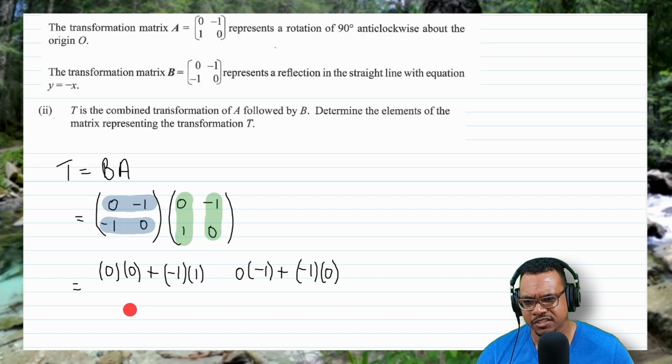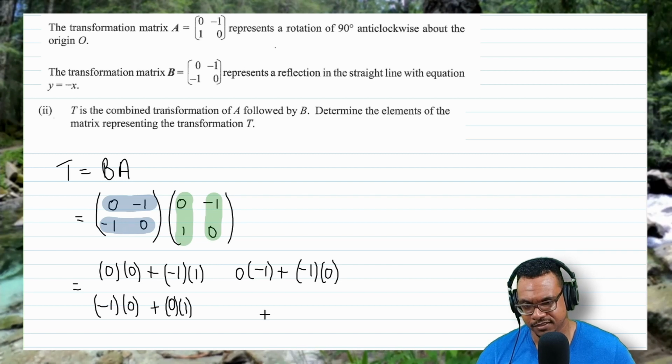Then if you want to come down here, which is the bottom left, we'll have this -1 by 0. And then we have the 0 by 1. And then when we go across to the bottom right, that's the bottom here with the right here, because this down here is the bottom right, we'll have -1 by -1 plus 0 by 0.